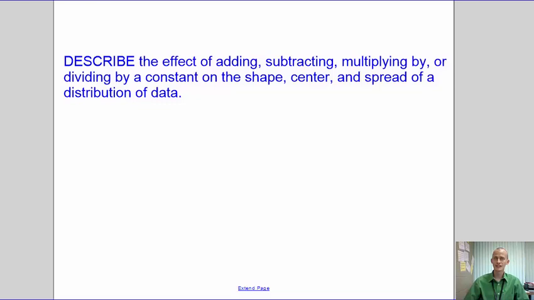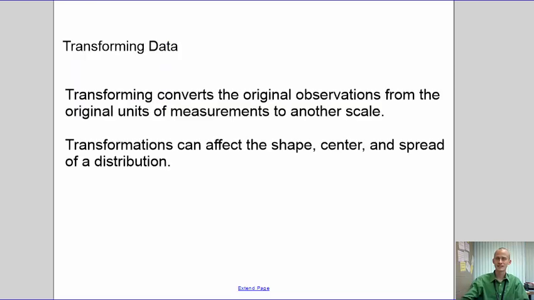Today we'll be covering translating descriptive statistics. Here is our learning target for today. We're going to be able to describe the effect of adding, subtracting, multiplying, or dividing a constant on the shape, center, and spread of a distribution of data. So what that really gets at is just that normal transformation. If you have a function, in this case a distribution of data, what happens to the shape, center, and spread as you add, as you multiply, as things change.